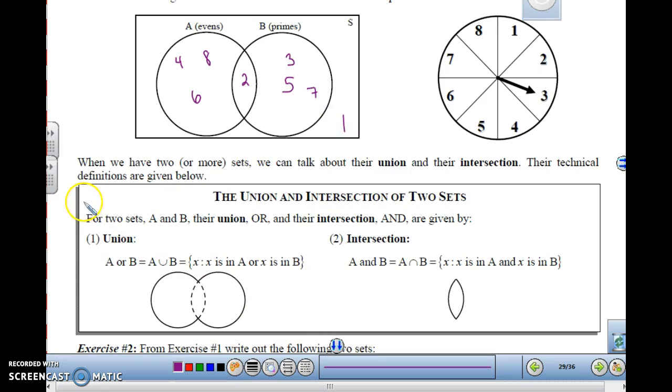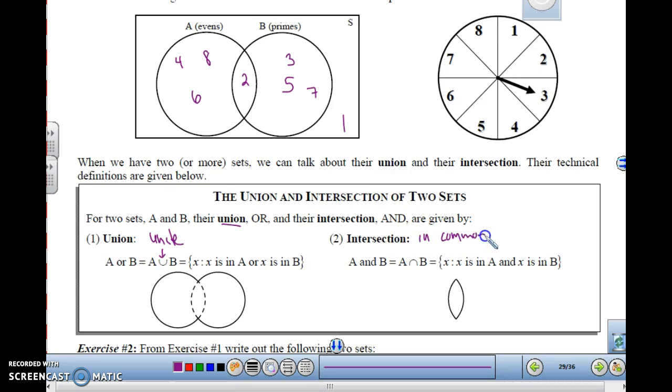Okay, so for 2 sets A and B, their union, which is OR. So if you are saying A or B, this is the symbol for union, x is in A or B, so that would be the values of anything that is either in A or B. Okay? Union, think unite, you put them together. Intersection is what they have in common.